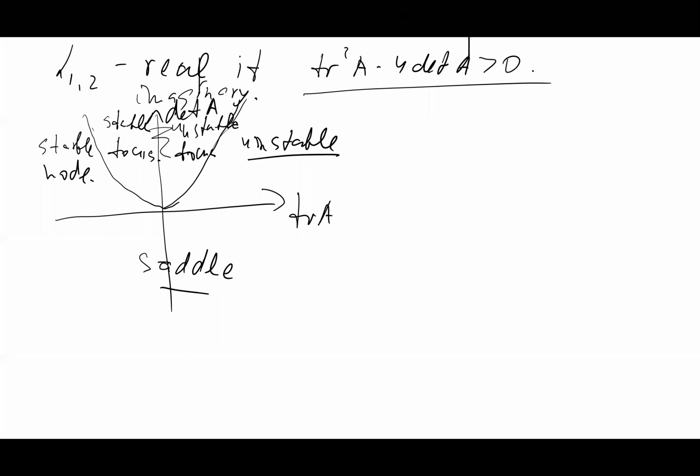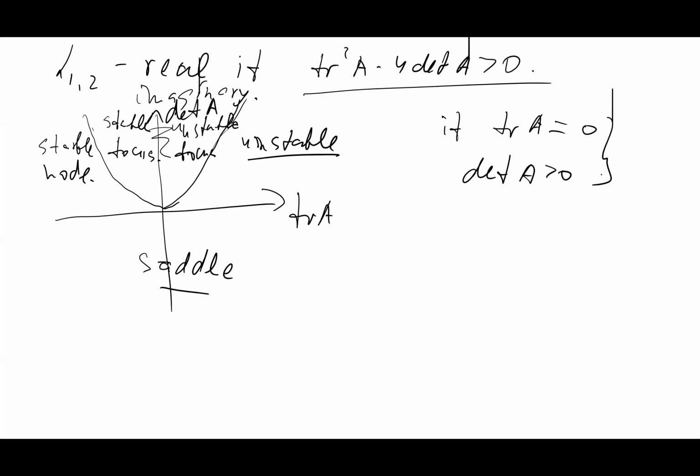Well, and a last comment: if trace A is 0 and determinant A is positive, we have a center. So it will be exactly in the middle between stable focus and unstable focus. Okay.